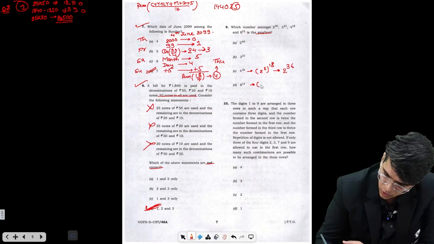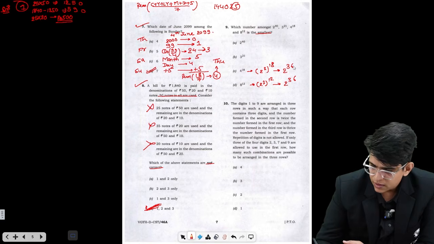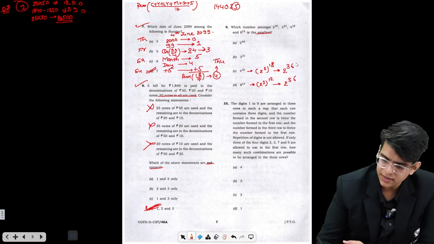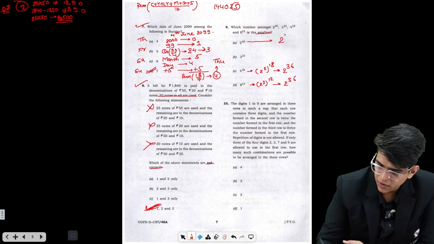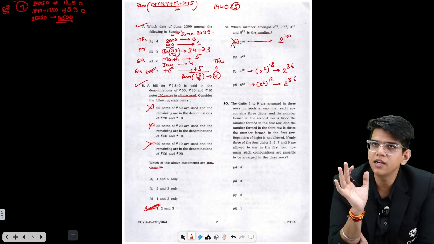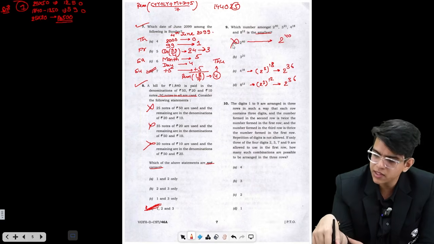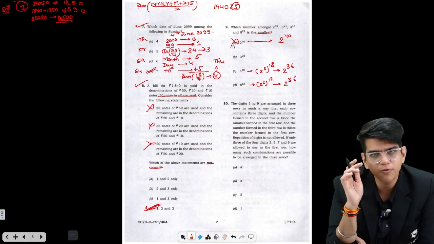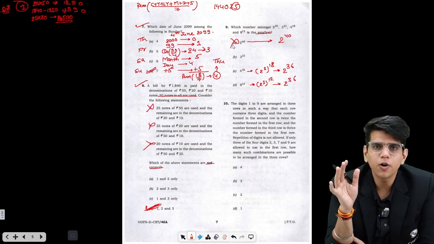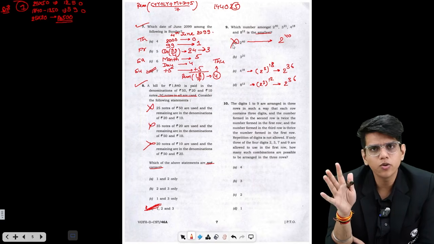Similarly here, 2 to the power 3 to the power 12 is nothing but 2 to the power 36, right? Now these are two options, 2 to the power 36 and this is 2 to the power 40. Now A can't be the option, because 2 to the power 36 is smaller than 2 to the power 40. So 2 to the power 40 is greater than 2 to the power 36.